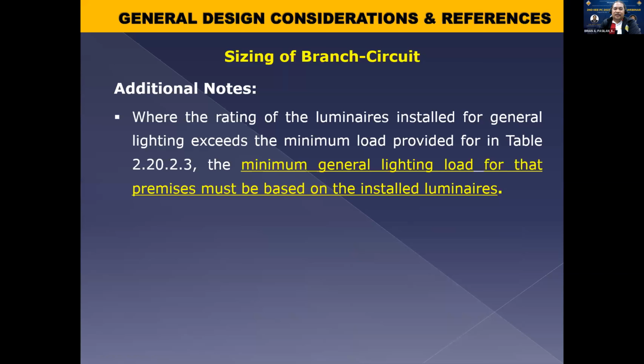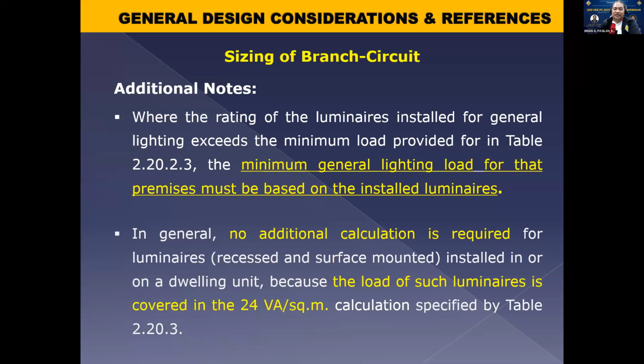Okay. So again, additional notes, no? Where the rating of the luminaires installed for general lighting exceeds the minimum load provided in table, yung load density natin, then ang i-adjust natin yung assumption natin na ang gamitin natin na kVA, VA rating talaga is yung sa actual installed luminaires. If in case lalagpas yung actual connected load versus doon sa load density na ginawa natin. Yun lang yung dapat natin pagkabantayan, no? Kung lalagpas na siya. Okay?